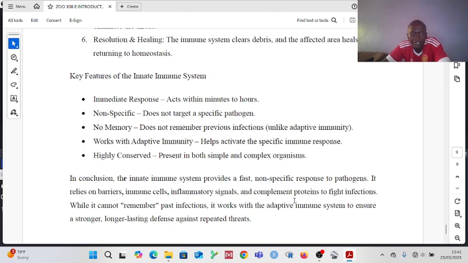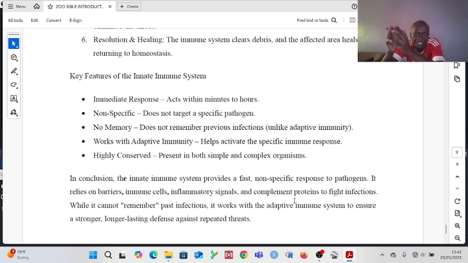So in conclusion, the innate immune system provides a fast and non-specific response to pathogens. It does so by relying on barriers. So you have the physical and chemical barriers. It also relies on immune cells. It also relies on inflammatory signals. It also relies on complement proteins in fighting those infections. However, it does not remember past infections. So it does not have a memory.